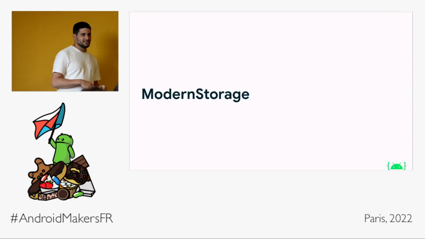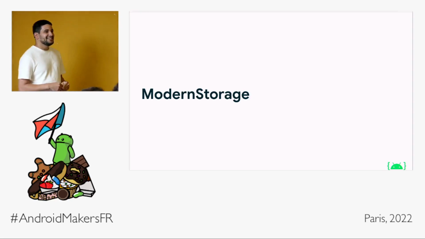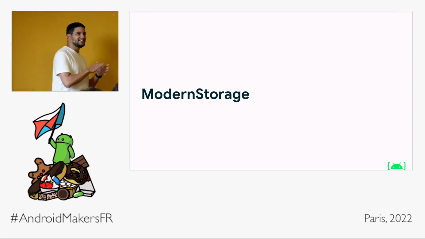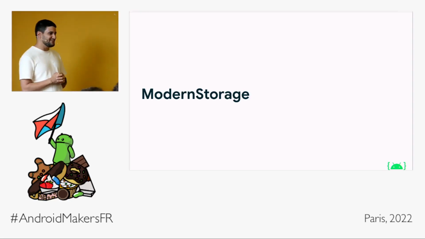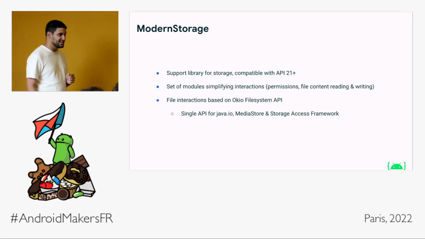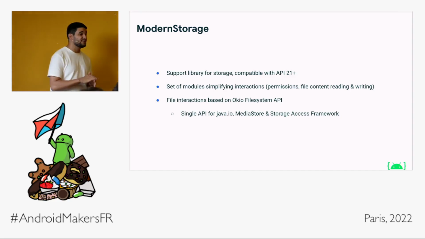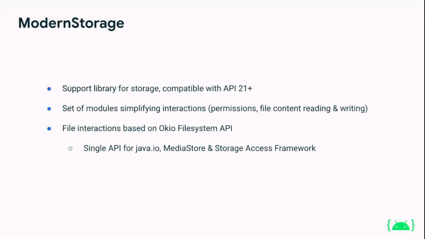Finally, ModernStorage. Wow. It was kind of a cheat because I said I was going to talk about it, but I just felt like scoped storage is such a mess that I should talk about it first. Now, ModernStorage is a project that I've been working on for quite a long time. The whole goal of it is to have a support library on storage that handles everything from API 21 plus, so it's Lollipop. I'm trying 19, but I'm struggling a bit, well, you know why.